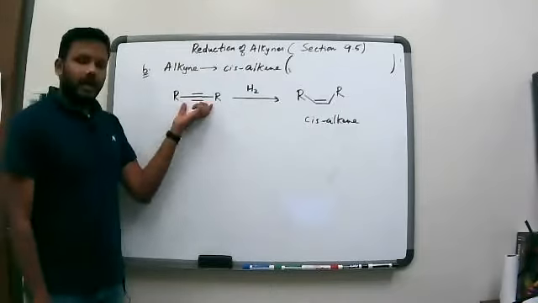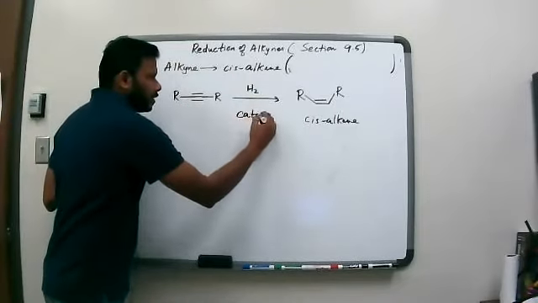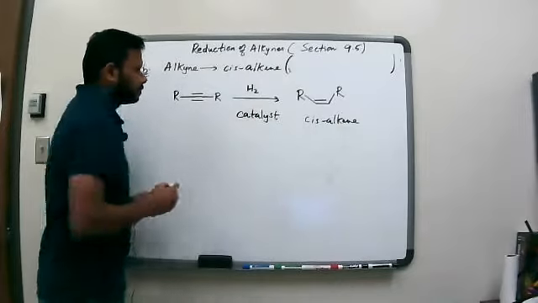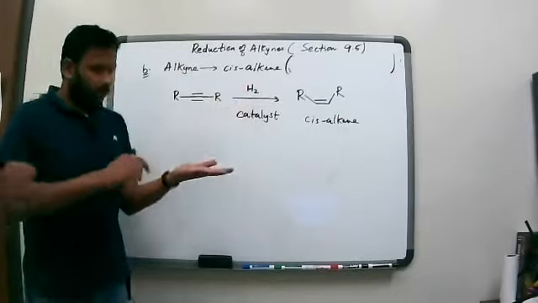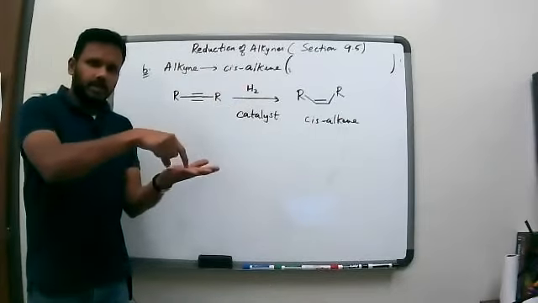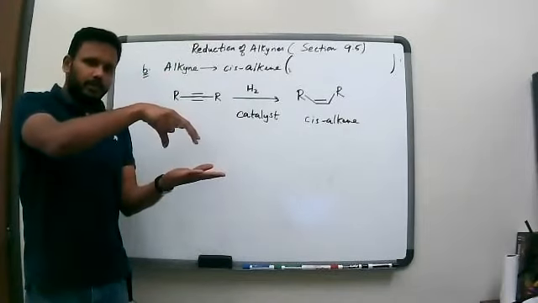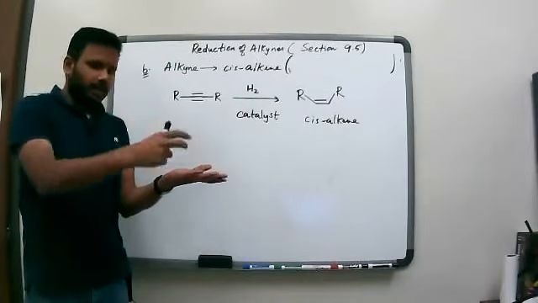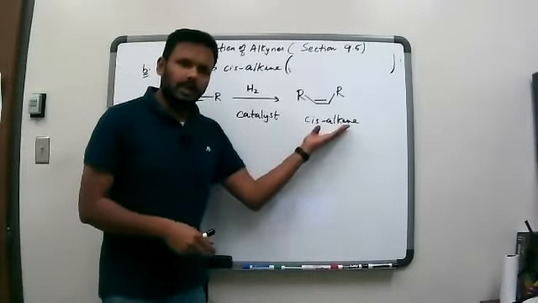When we have an alkyne, and if we have some sort of a catalyst, the hydrogen is going to interact with the catalyst and get attached to the catalyst surface. The alkyne would come and interact with this catalyst with the hydrogens on it. The hydrogens would add from the same face, and we get the cis-alkene.